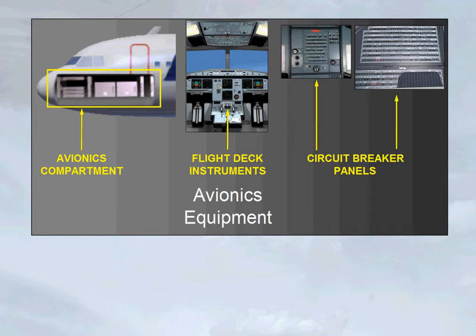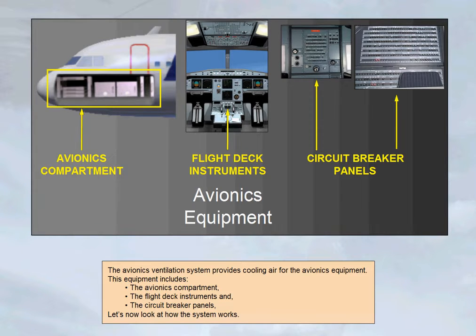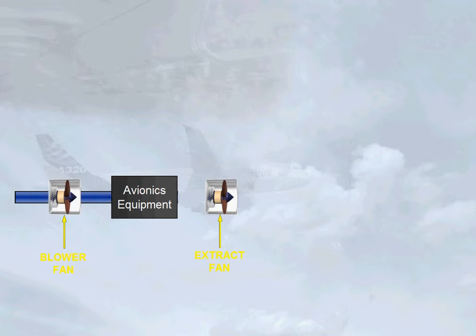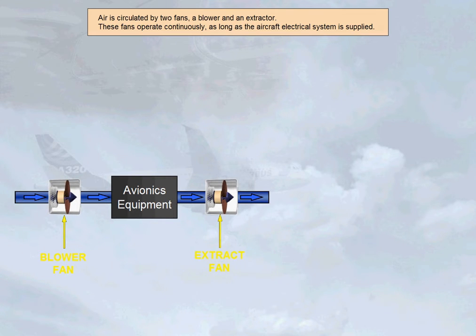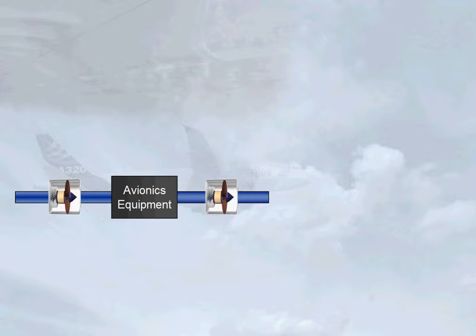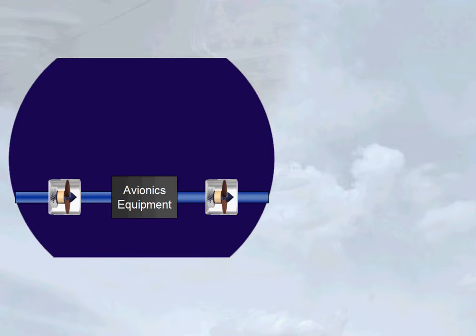Let's now look at how the system works. Air is circulated by two fans, a blower and an extractor. These fans operate continuously as long as the aircraft electrical system is supplied. On the ground, provided that the skin temperature is above a specified value, air is taken from outside the aircraft via a skin air inlet valve.